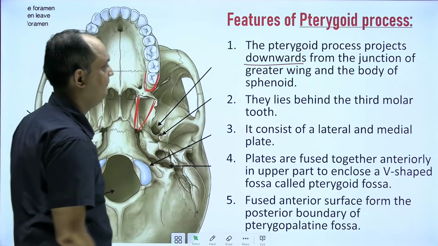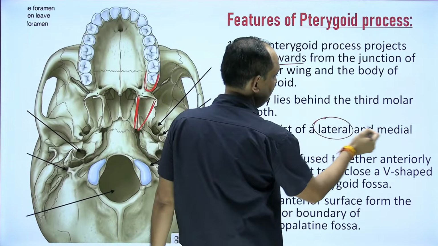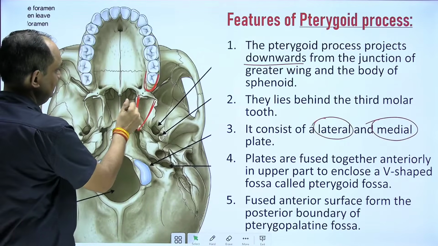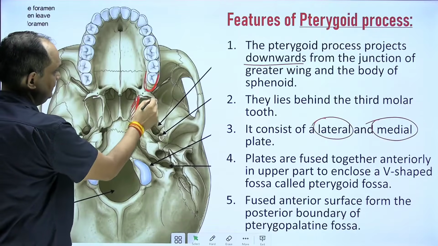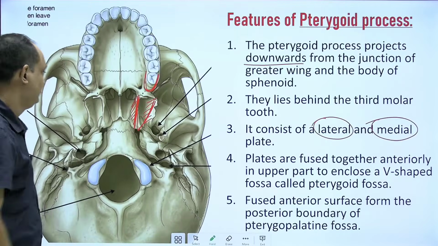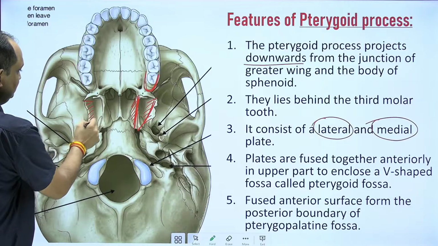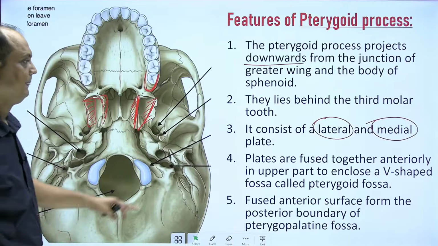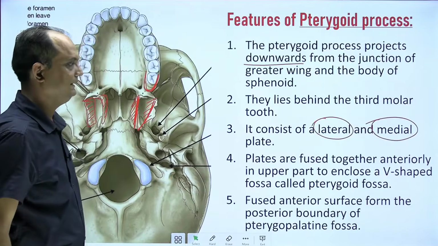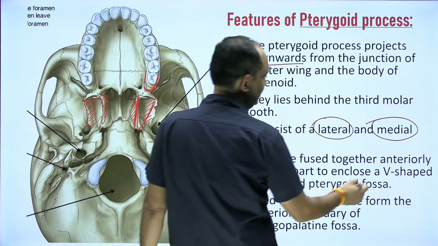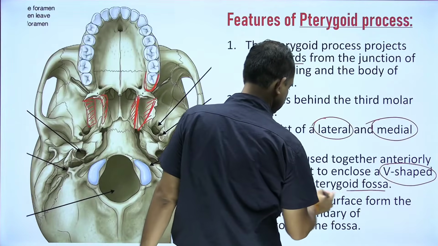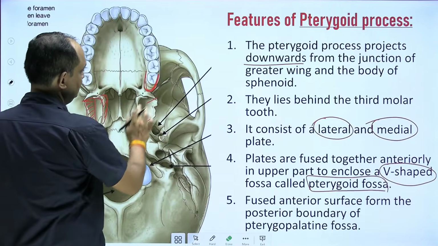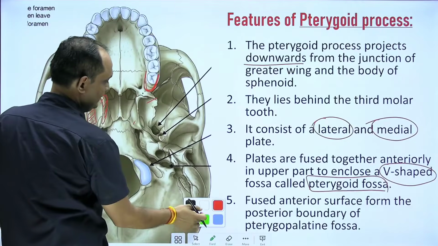And you know that every process consists of two plates. So, whenever you are holding this bone in your hand, you can see two plates are visible. This is known as the medial pterygoid plate, this is known as the lateral pterygoid plate, and these are present on both sides. So, this is the lateral plate and this is the medial plate of the pterygoid process. These plates fuse together anteriorly in the upper part, and they enclose a V-shaped fossa known as the pterygoid fossa. So, if you look here, where is the fossa? The fossa is present here.